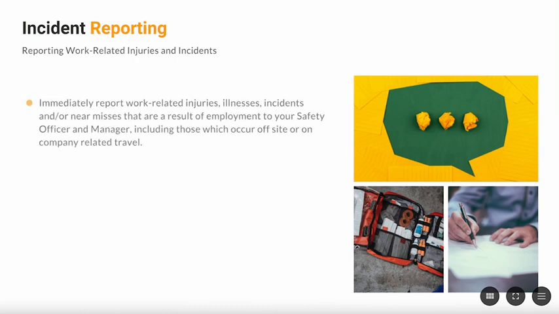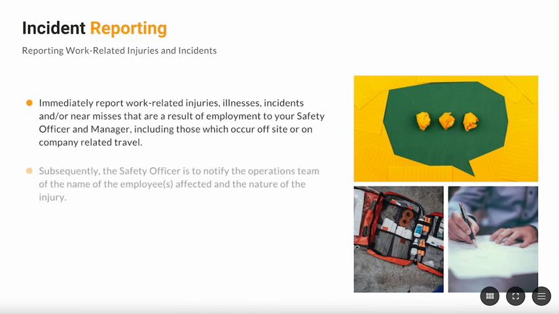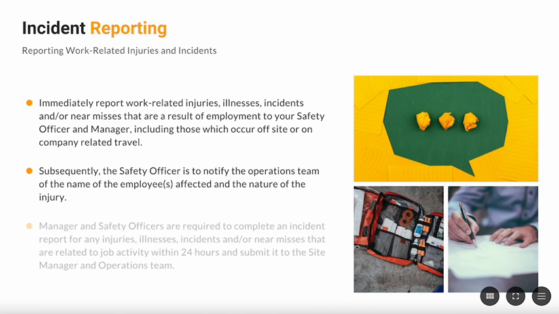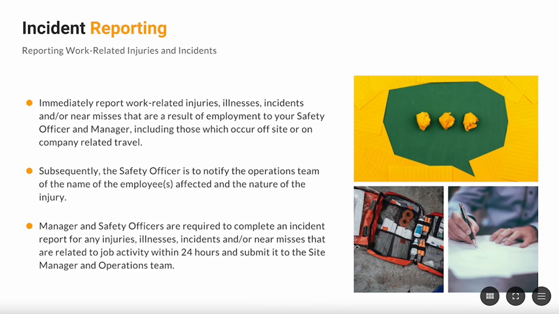Incident reporting is a crucial aspect of ensuring a safe working environment. It is important to immediately report any work-related injuries, illnesses, incidents, and/or near misses that occur as a result of employment to the safety officer and manager, including those that happen off-site or during company-related travel.